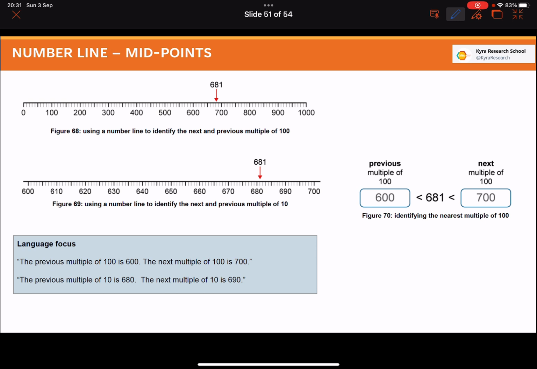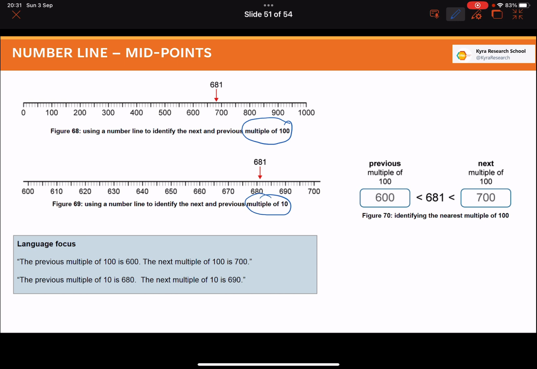So the first one is looking at how we might identify multiples of 100. So it makes sense that we use a number line that has the multiples of 100. The one below is looking at multiples of 10. So again, it makes sense that the number line has the intervals in multiples of 10. The purpose of the learning.